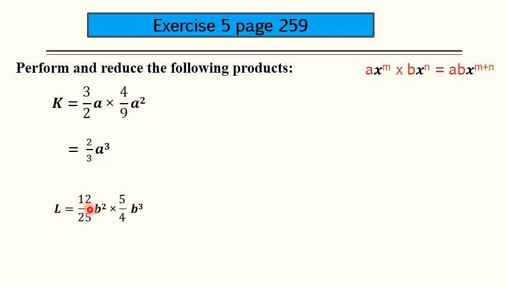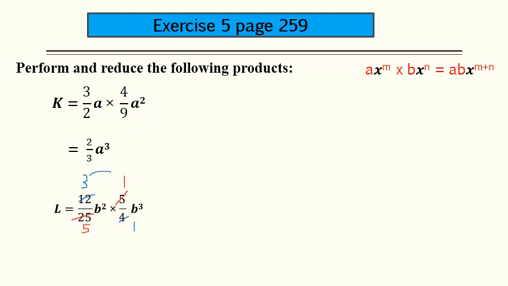L. 12 over 25 b squared times 5 over 4 b cubed. Here, both are divisible by 5. 5 divided by 5, I will show you how. Here, 5 divided by 5 is 1. 25 divided by 5, it's 5. Okay, then 12 and 4, both are divisible by 4. 12 divided by 4 is 3. And 4 divided by 4 is 1.